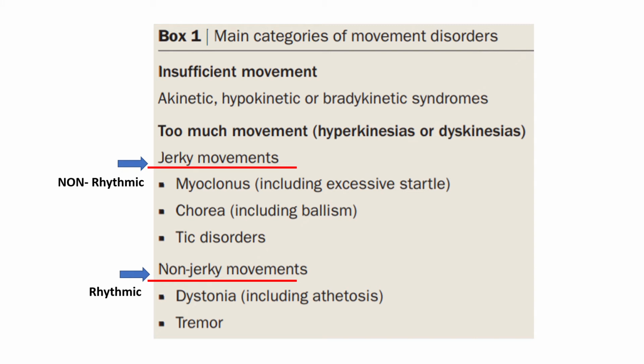So coming back to our favorite table, we are studying hyperkinetic movement disorders. It can be non-rhythmic or rhythmic. Rhythmic: dystonia and tremor, already studied. Non-rhythmic: we have already looked at chorea, we have looked at ballismus, and we have also discussed athetosis here. The two left are jerky movements, myoclonus and tic disorders.